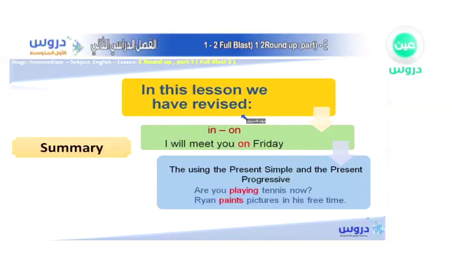So in this lesson we revised in and on. For specific things we say on, like on Friday, and when we are speaking about something general, we say in, let's say in August. Then with the present continuous, don't forget, when we ask a question, we start with is, are, am, and in a sentence we say you are playing instead of are you playing. And the present simple is something that happens all the time, for example, Ryan paints pictures in his free time.